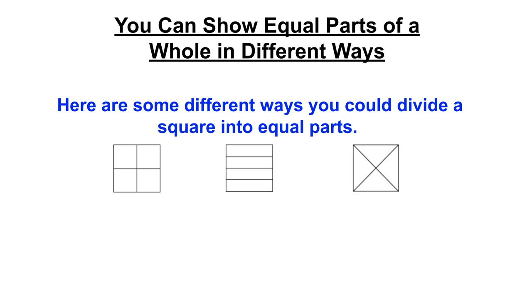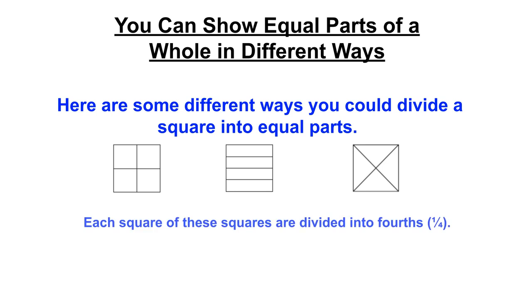And you might recognize this from our building and testing unit. It looks like a truss. So each of these squares were divided into fourths. And we can show this as a fraction as 1 over 4, or a 1 with a line either horizontally or diagonally, and then the 4 on the bottom. Okay, so 1/4 is called a fraction.